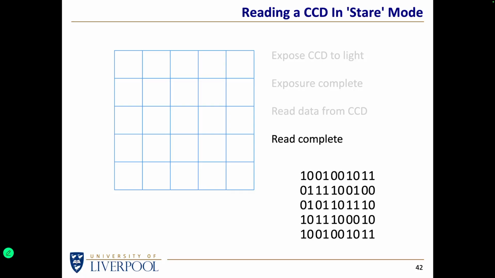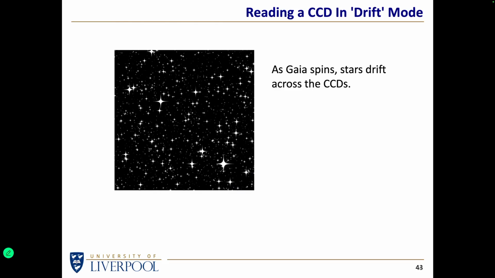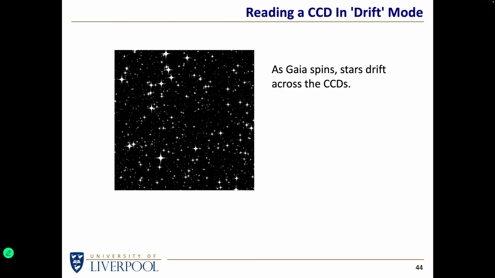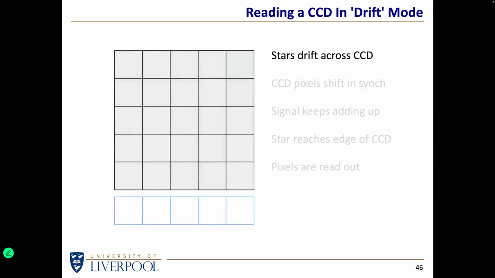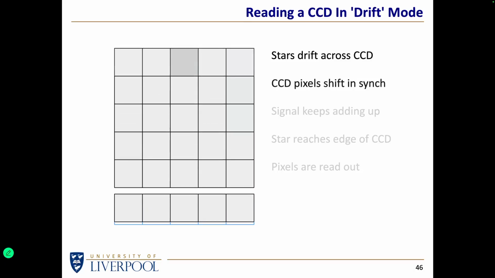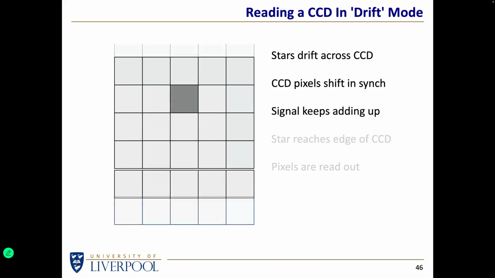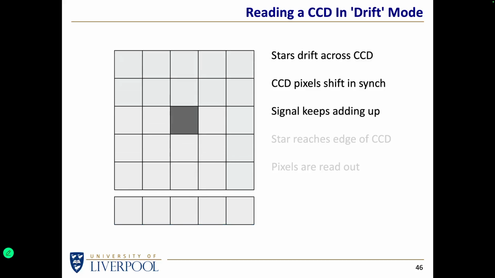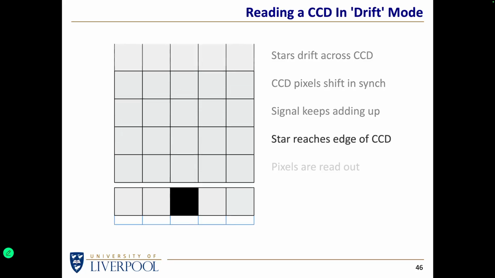Gaia, remember, is spinning. And if Gaia is spinning, that means the stars are continuously drifting across the CCD. So how does it actually work? Well, if we imagine again what's happening, the stars are drifting across the CCD and the CCD pixels are being read out continuously. So they are always shifting down, just like the star is shifting down. So they stay in sync and the signal keeps adding up.